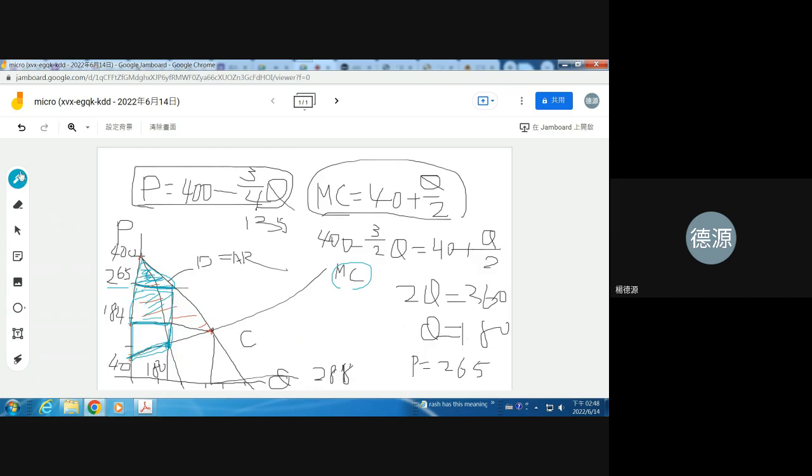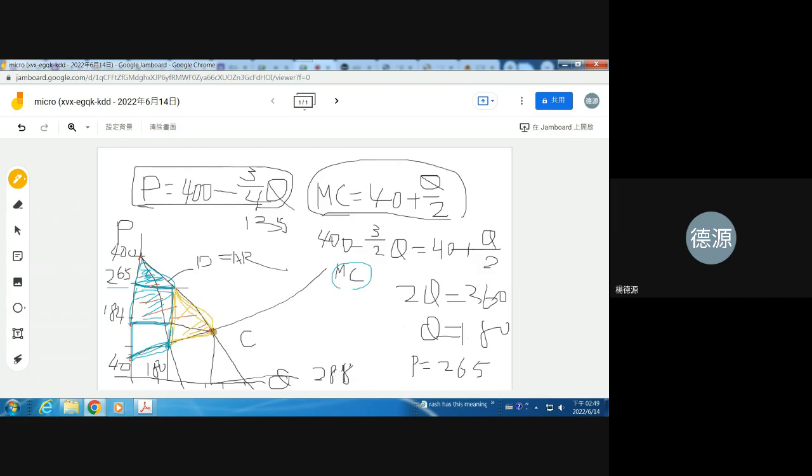There is one area that is not part of consumer surplus or producer surplus under monopoly, and no one gets it. That's the reason we call it deadweight loss, because the higher price and the lower quantity force the consumer to forgo part of their benefit, and the producer also forgoes part of their profits. So it is here, this triangle.